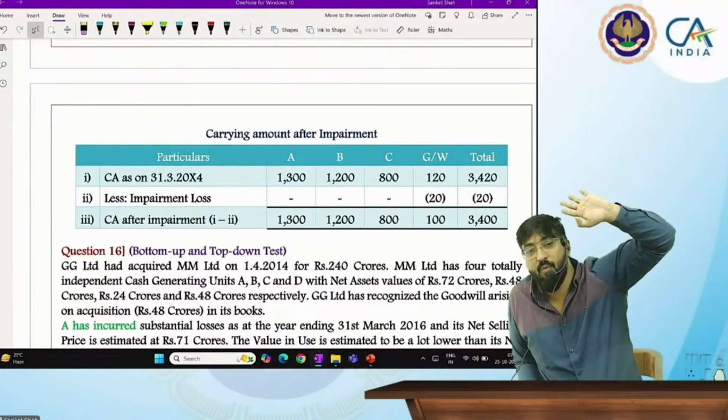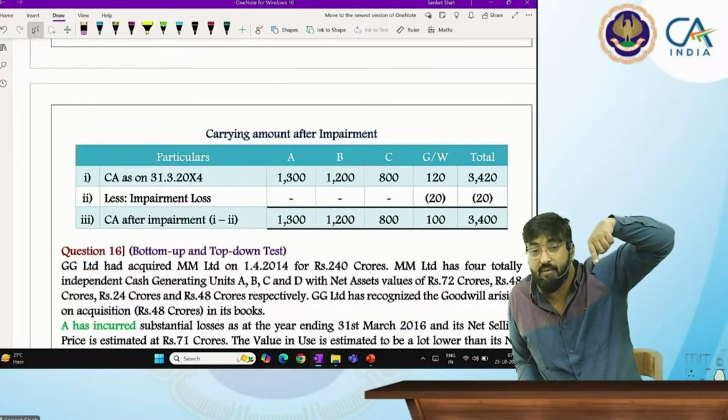Are you ready for bottom-up and top-down test? Should I directly answer, or Rosalinji, you will solve first? Sir, I will solve first.